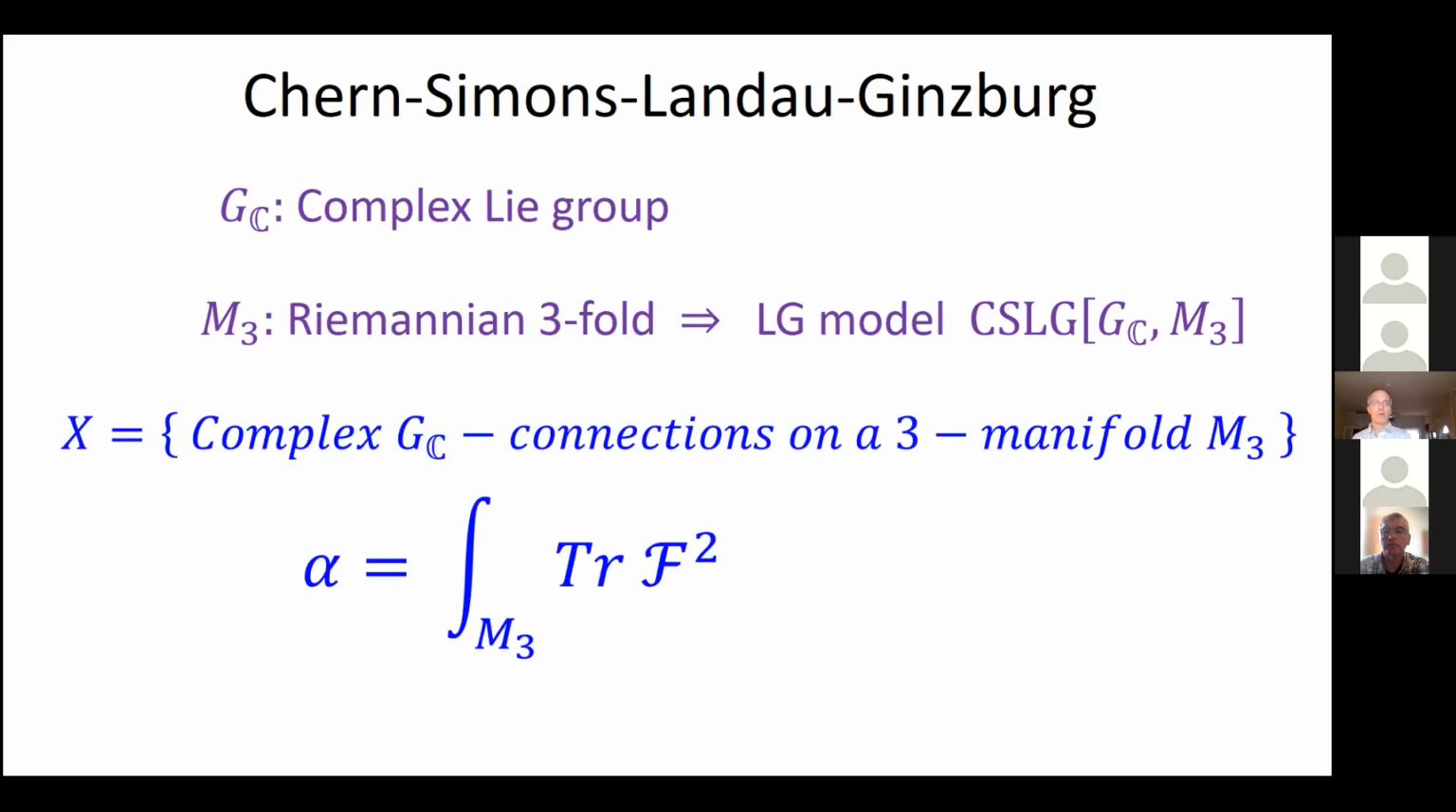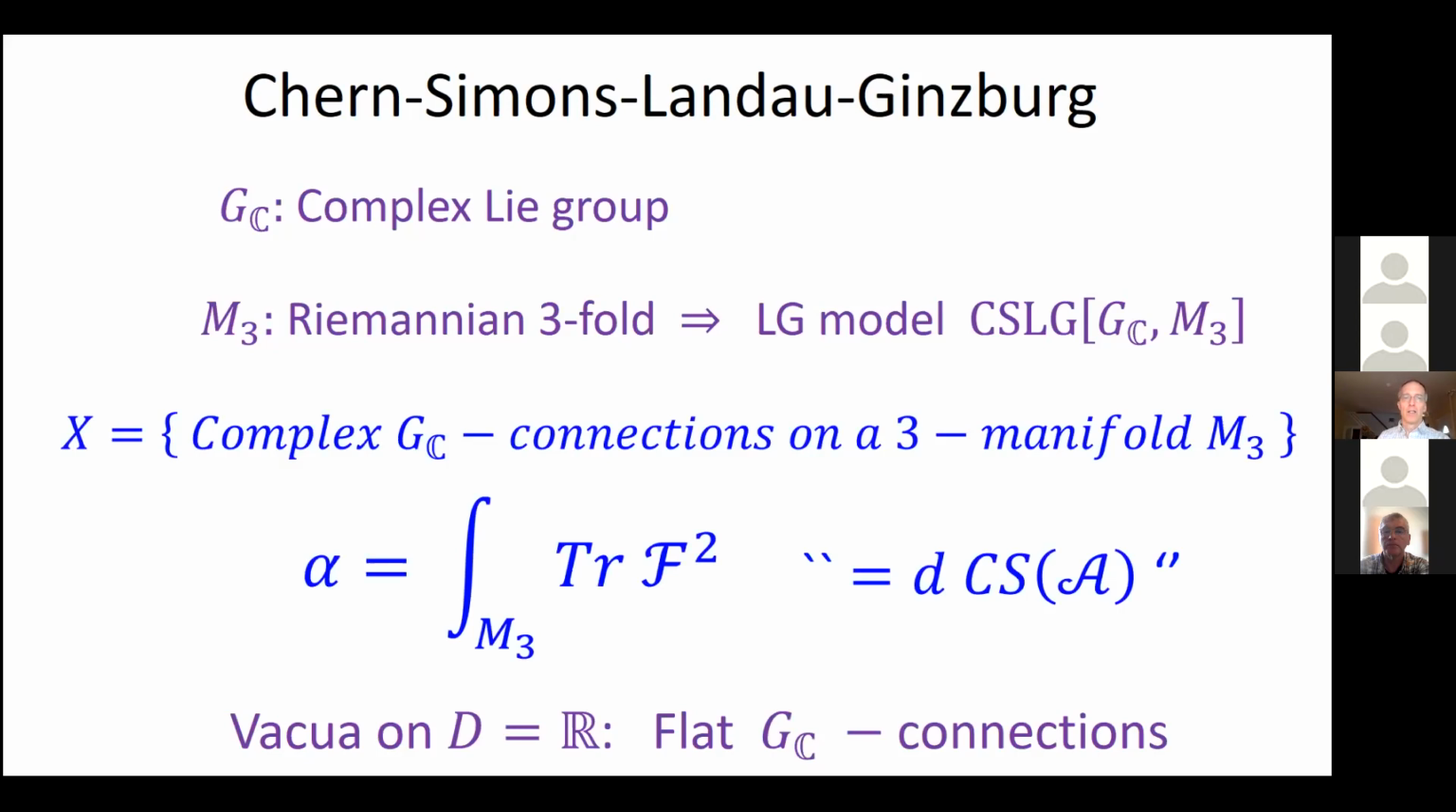And the one form on capital X is given by taking the trace of F squared and integrating over M3. So that's, at least formally, d of the Chern-Simons action of the complex connection. So the vacua of this Landau-Ginzburg theory on the real line are the flat G_C connections on the three-manifold. So we'll come back to this case at the end. So that's just an interesting special case.